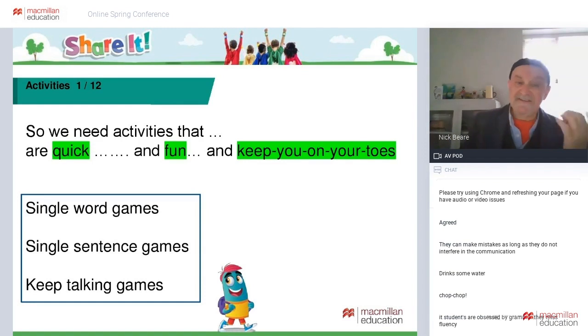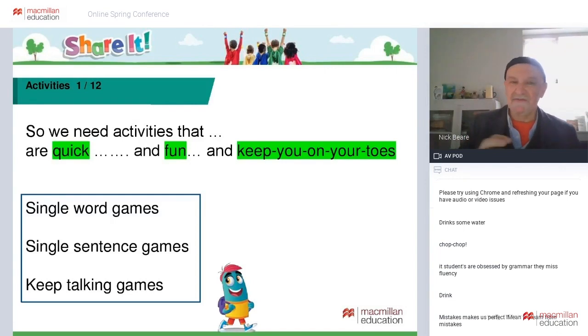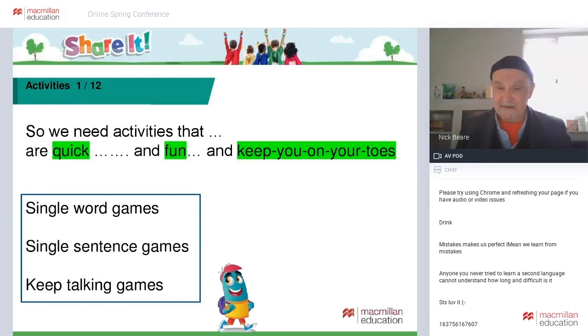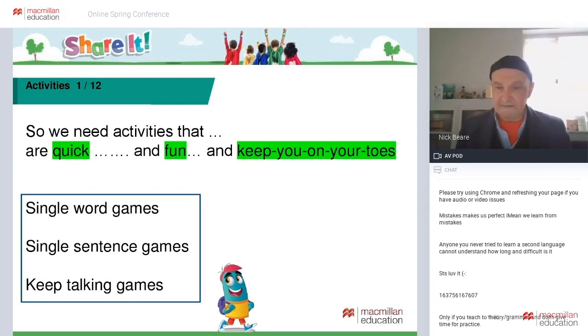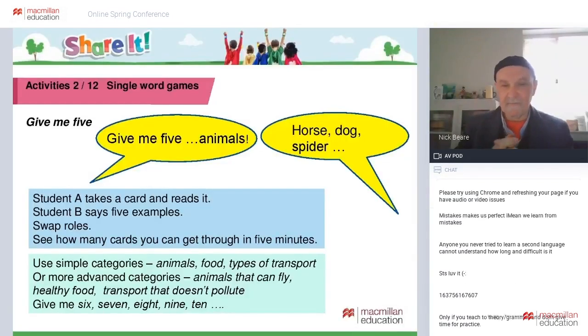We'll start with very simple single word games. Then we'll move on to single sentence games, and then we'll do some keep talking games, which are a little bit longer, where you've got to talk for longer and longer periods, but still not very long, because we know there isn't that much time in the class. Right, moving on.